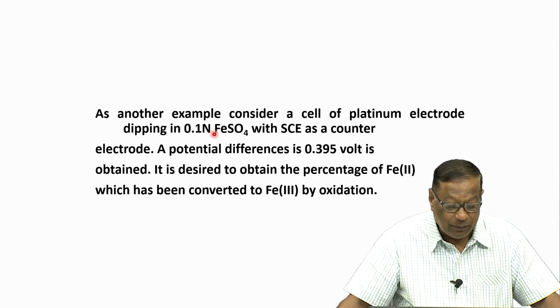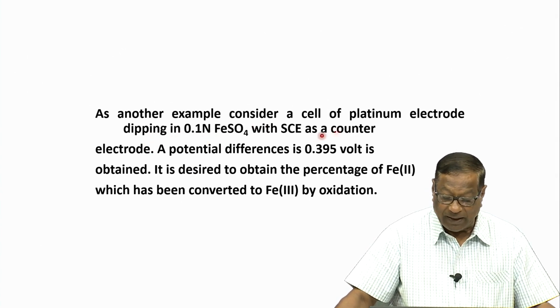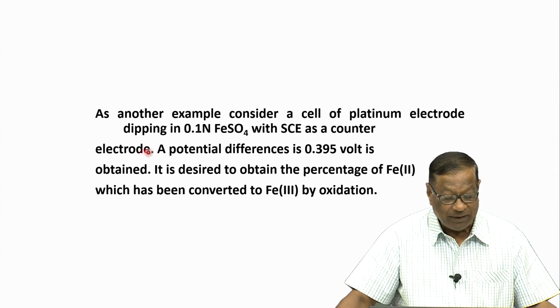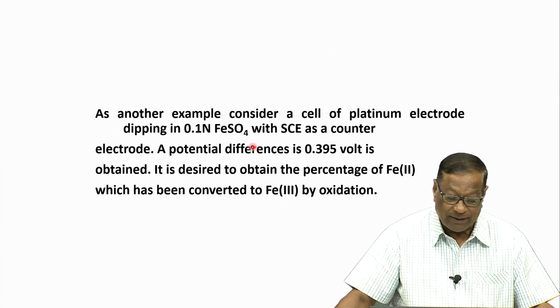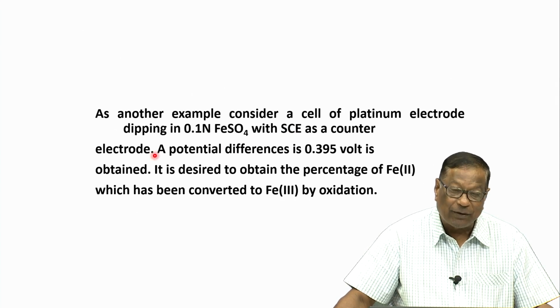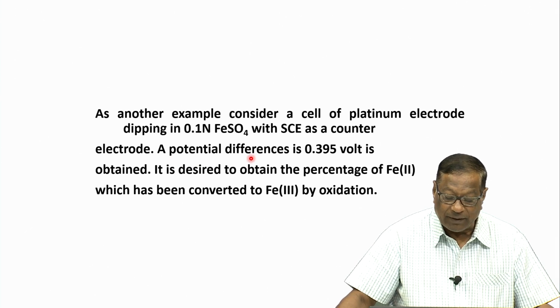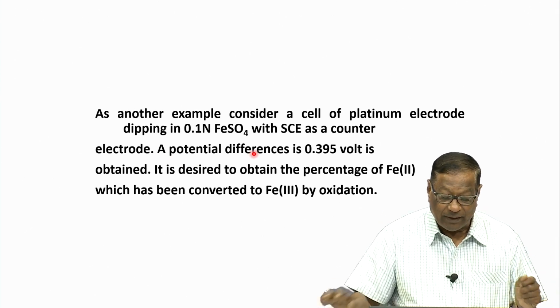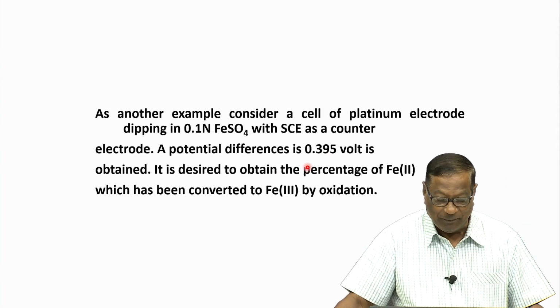Okay. So, consider one more example now. I am taking a platinum electrode, dipping in 0.1 normal ferrous sulphate with standard calomel electrode as a counter electrode. Okay. A potential difference, I just connect with a saturated calomel electrode or whatever it is, a potential difference is 0.395 is what I note down on my voltmeter.